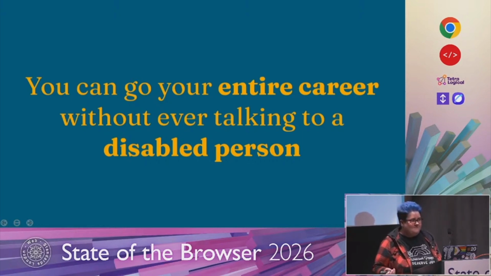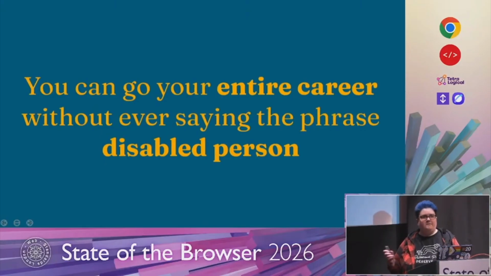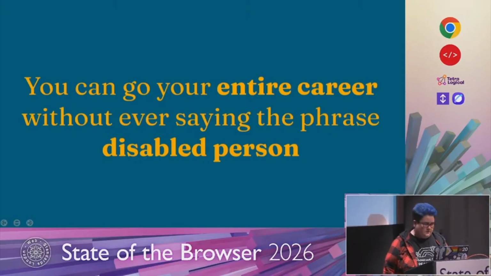The reason I left accessibility compliance and went back to user research was because I wanted to talk to disabled people, which again feels very counterintuitive, right? Because you can also go your entire career in tech and never say the word disabled person. We obfuscate it. We say access needs, right? We say accessibility considerations.